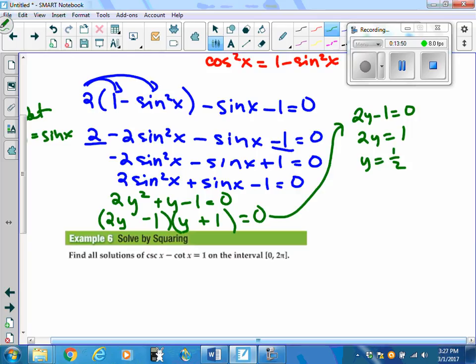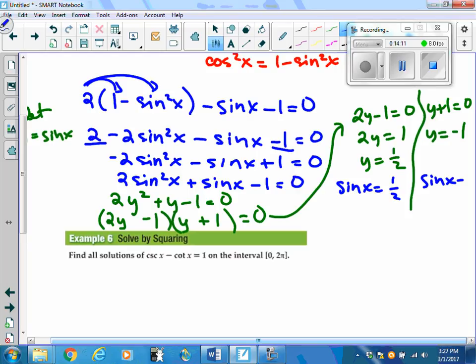Now remember, y is still sine, so we're not quite done yet. And then the other one, I get y plus 1 equals 0, so y equals -1. Now you can go back and put the sine back in where you have the y. Sine x equals 1/2, and sine x equals -1.